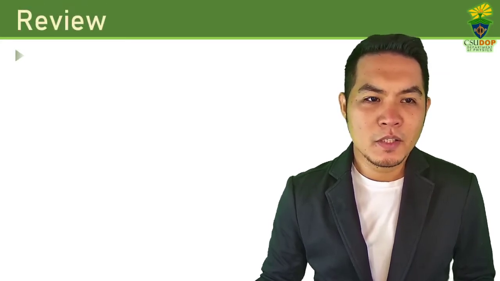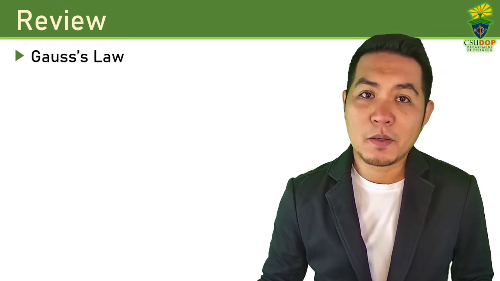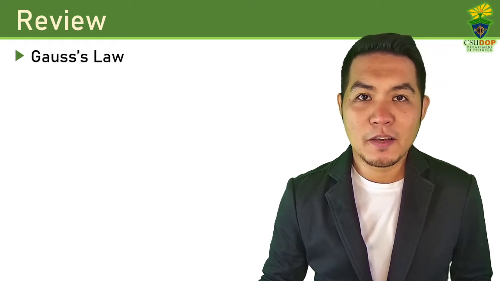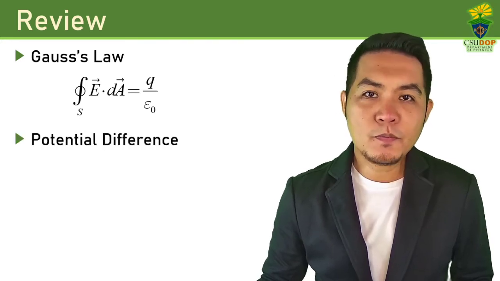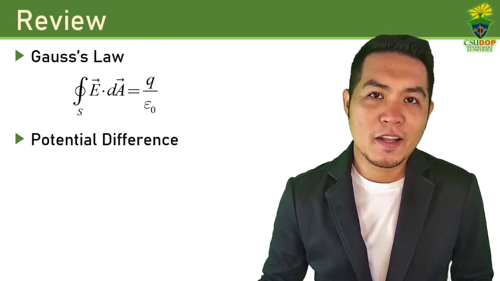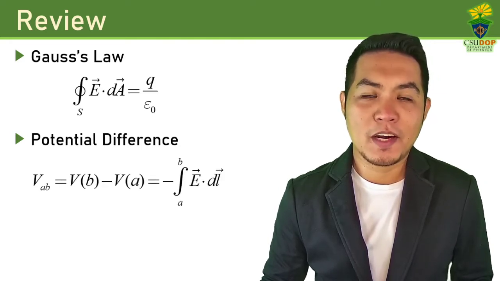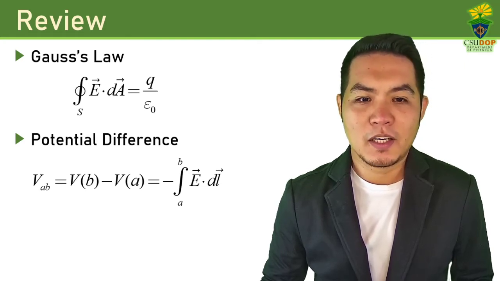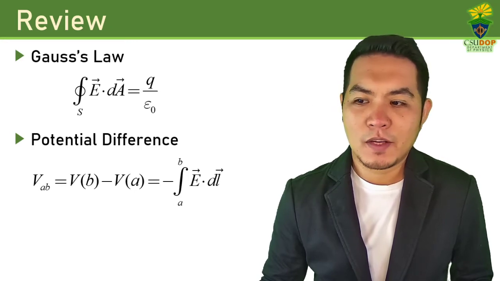So, let us review first what we have discussed so far. In our previous lessons, we discussed Gauss' law as a tool to find the electric field for a continuous charge distribution. And we also discussed the potential difference, which is just the potential between these 2 points, and it's related to the electric field dotted with length dl. So we will use these two equations for the lesson on conductors.